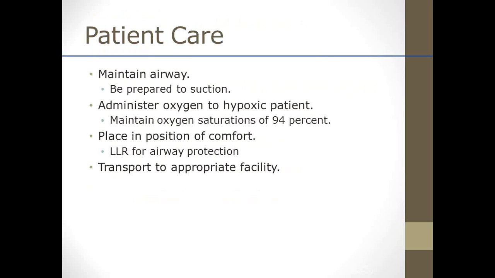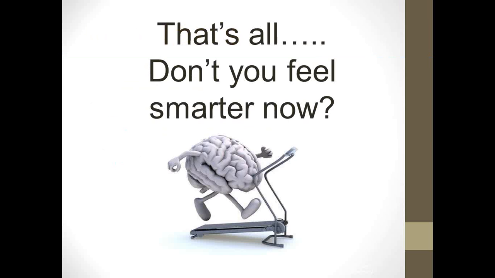So maintain our airway. Have suction ready, position your patient correctly, left lateral recumbent position. If they prefer to lay, a lot of times, like I say, these people will prefer the fetal position. So lay them on their left side. It takes the pressure off their vena cava. We want to keep oxygen sats at 94 or above, and then transport them to the appropriate facility. So that is abdominal in a nutshell.